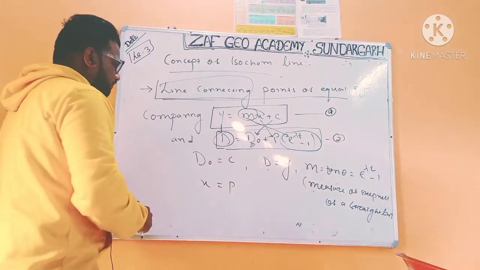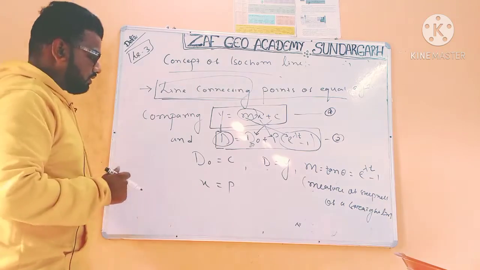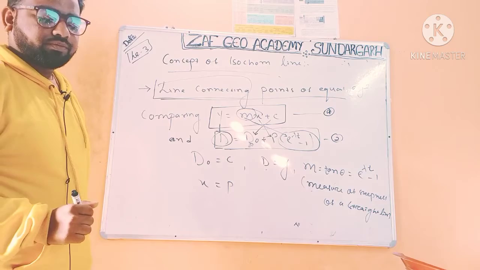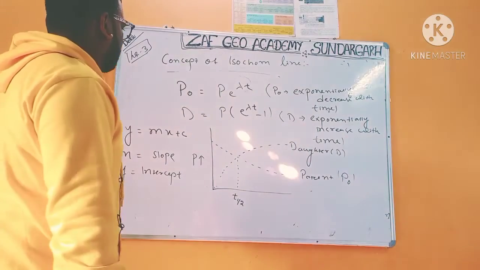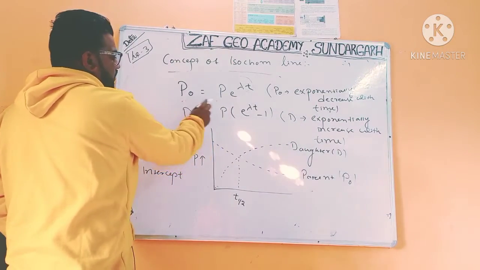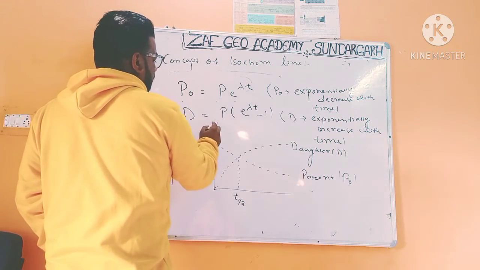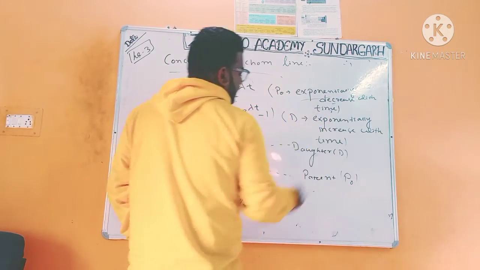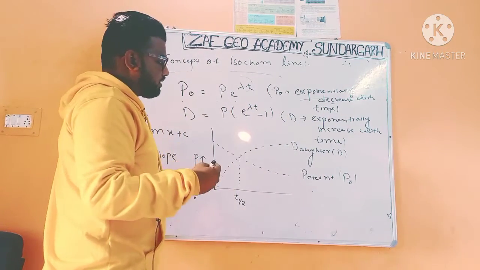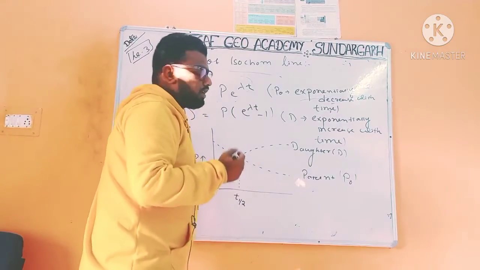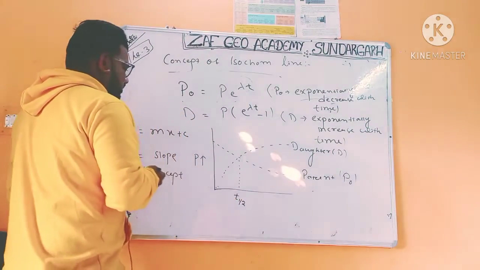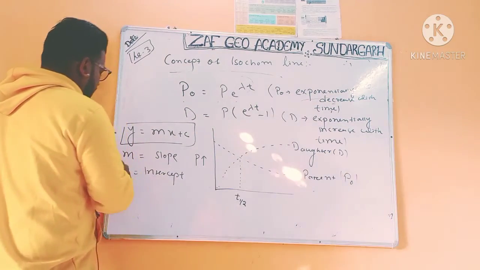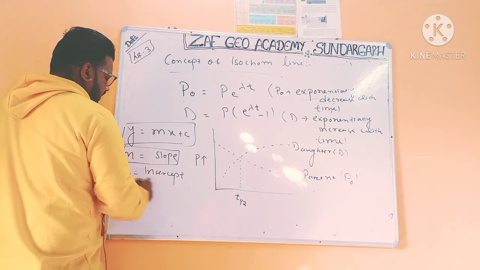Now we draw the isochron line. We have already derived P = P naught e to the power lambda t, and D = P times e to the power lambda t minus 1. Here P will exponentially decrease with time, while D is increasing. So P will decrease and D will increase with time exponentially. y = mx + c is the equation of a line, where m represents the slope and c represents the intercept.